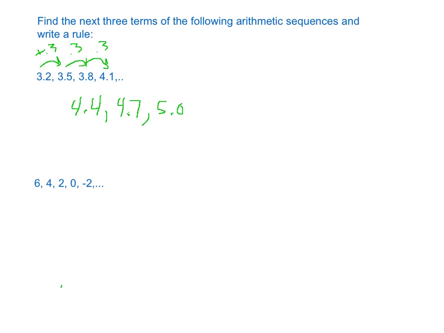If we write a rule for this, we start with 3.2 and then add 0.3 repeatedly.